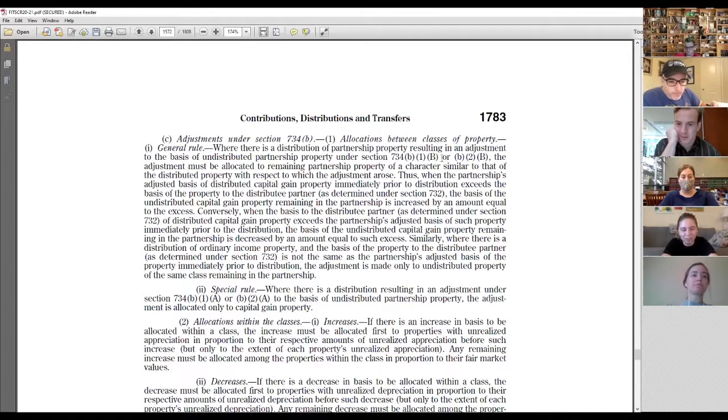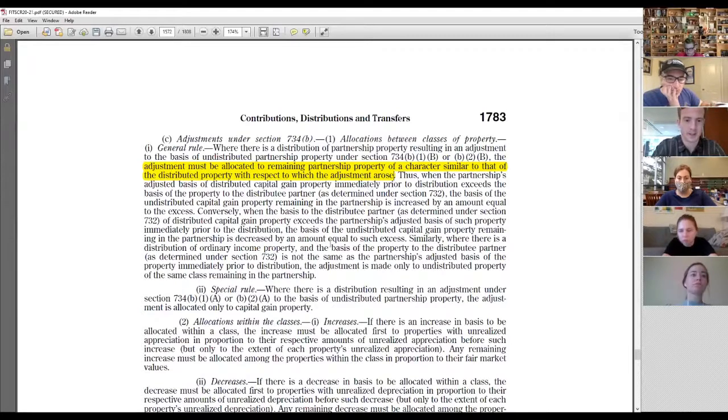Then it says the adjustment must be allocated to the remaining partnership property of a character similar to the distributed property. Thus, when the partnership distributes capital gain property, which then triggers the 734(b)(1)(B) adjustment, then we have to make the adjustments with respect to capital assets of the partnership. If the distributed property that triggers the adjustment is ordinary, then we have to make the adjustment with respect to ordinary assets held by the partnership.